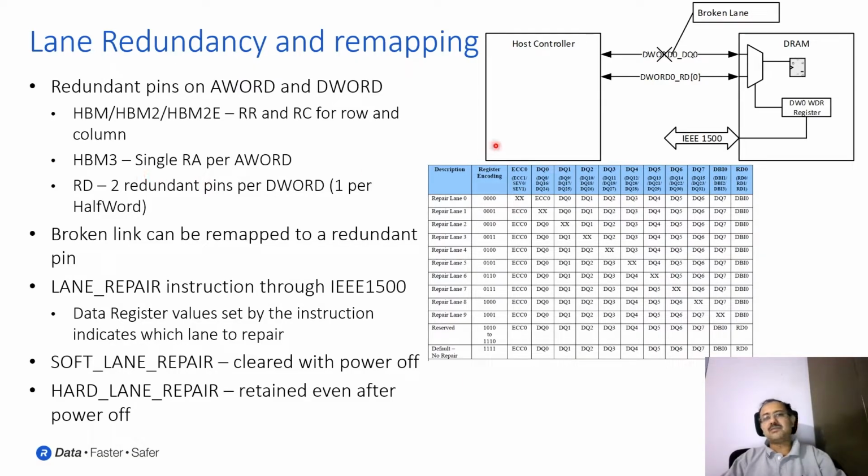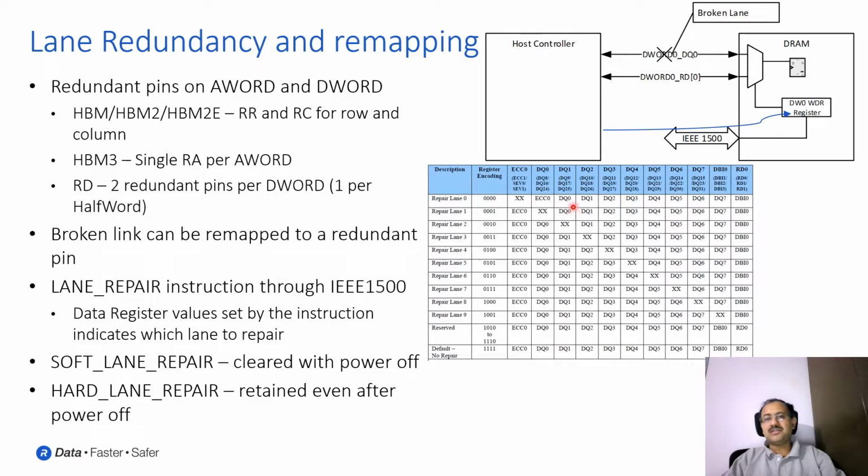So how this remapping and redundancy works is, let us say a link is broken. For example, DQ0 in this case is broken. What can be done is the RD pin or the redundant pin for the data, which is 2 pins per D word and 1 per half D word, can be used as DQ0. And this remapping information can be told to the DRAM once again through the 1500 interface. And this uses an instruction known as lane repair, and this is sent through the 1500 interface. So once we tell that this lane is gone and broken, you can repair them.